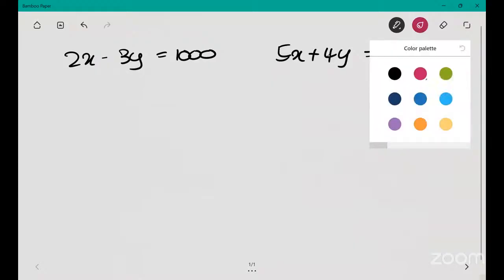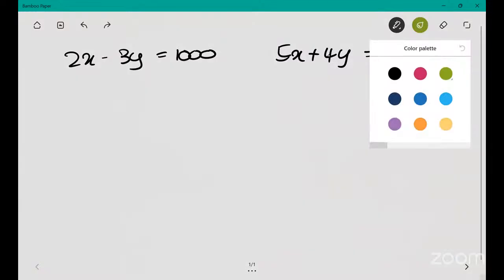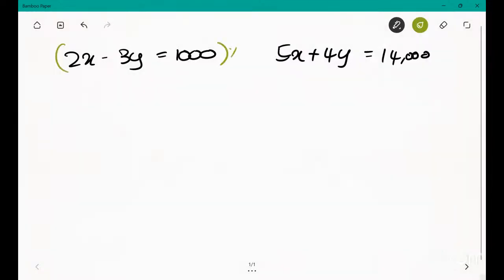So here we'll look at x. That means I have to make x the same number. I can get it as 10, a common number that's very easy for me to multiply. So if I make the common number 10, I have to multiply this entire equation by 5, and this entire equation by 2. Then I will get my x terms with the coefficient both as 10.